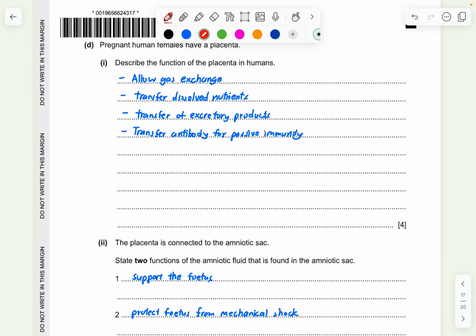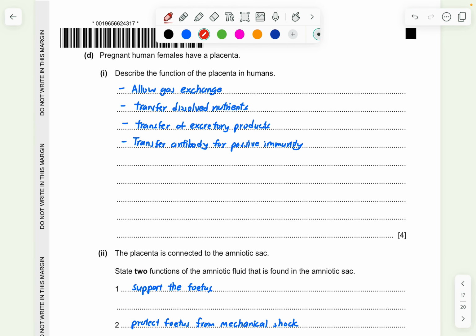Alright, next one. Pregnant human females have a placenta. The placenta is the one that links the mother to the fetus. Now they are asking you, what is the function of the placenta in humans? Since you know that it's between mother and fetus, you know that gas exchange can occur because the carbon dioxide has to go back to the mother, and then the oxygen is transferred to the fetus.